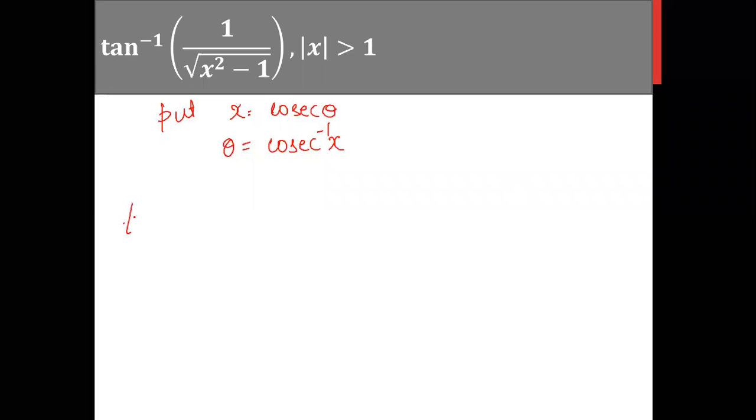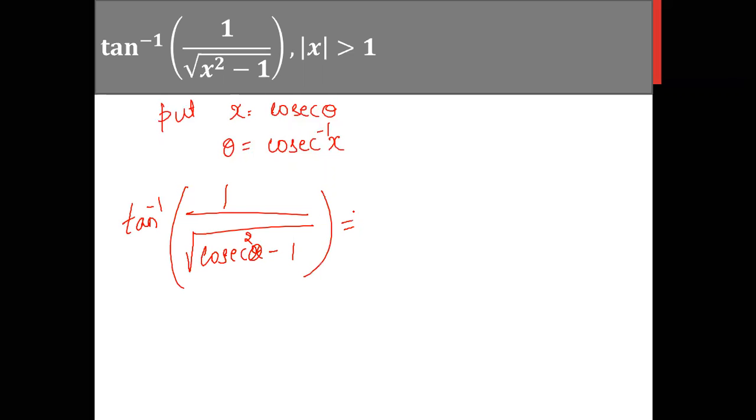So now you substitute. Tan inverse of 1 by square root of cosecant square theta minus 1. It's not cosecant 2x, it's cosecant square x. What is square root of cosecant square theta minus 1? Cosecant square theta minus 1 is cot square theta. So the square root of cosecant square theta minus 1 is the square root of cot square theta, which is cot theta.